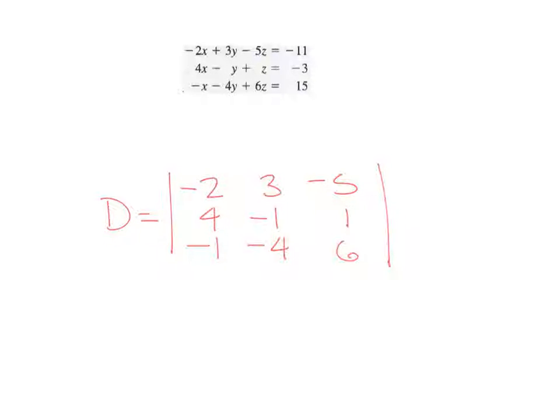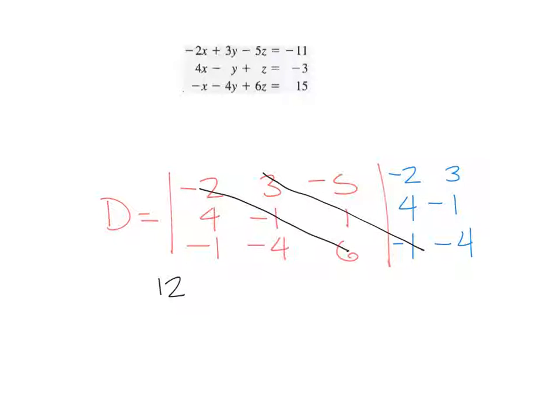So remember, when we're finding the determinant for a 3 by 3, we're going to duplicate columns 1 and 2 to the right of this matrix. So that's going to be -2, 3, 4, -1, -1, -4, and I'm going to find the diagonals. So I'm going to take the product of these. So -2 times -1 is +2 times 6 is 12. Our next diagonal is going to be plus -3. And our next diagonal we have positive, and we have 5 times 4 is 20, times 4 is 80.